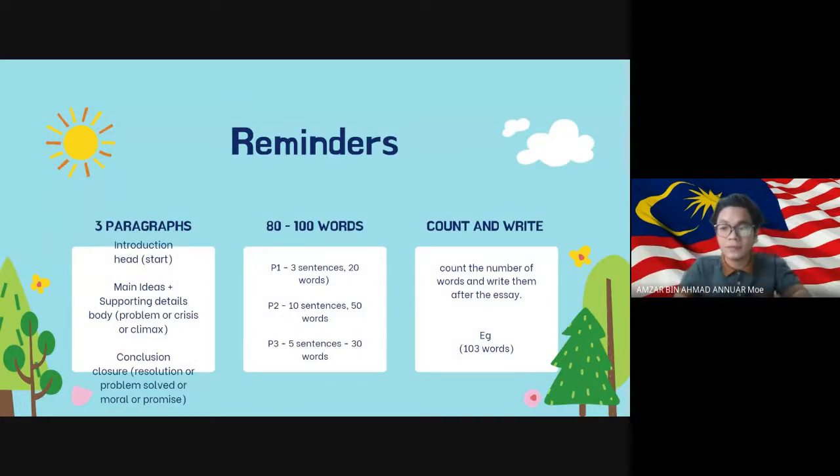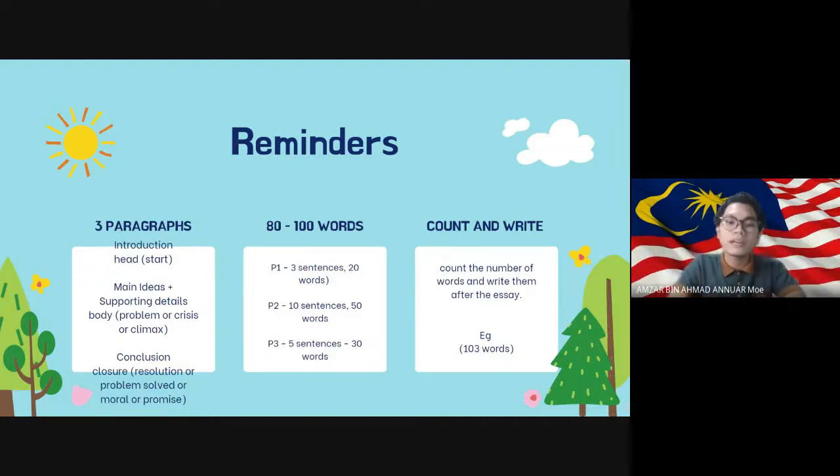Also, you need to introduce the place. Where does it happen? Does it happen in the city? At the countryside? Where? Is it at the school? Is it at the office place? Okay, so you need to decide, you need to write well in the introduction part.